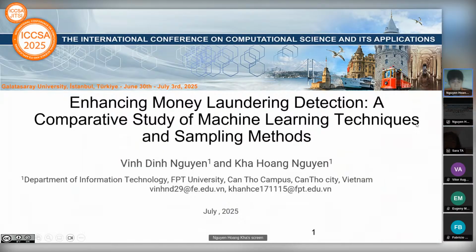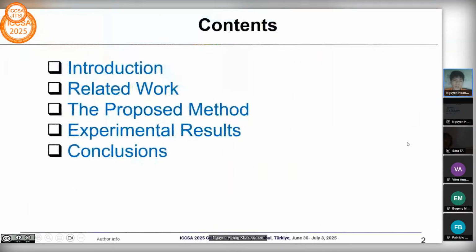Okay. I will present our paper. Our paper is Enhancing Money Laundering Detection: A Computational Study of Machine Learning Techniques and Sampling Methods. I'm Nguyễn Hoàng Kha from FPT University in Vietnam. Our content has five parts: first is introduction, then related work, proposed method, experimental result, and last one is conclusion.